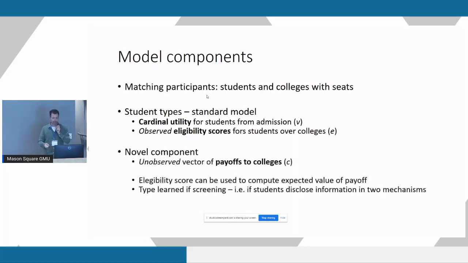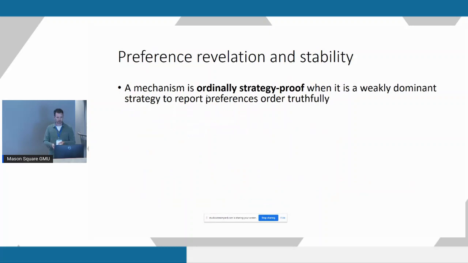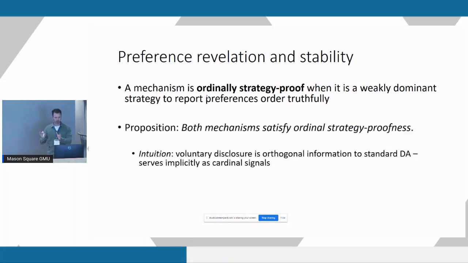The new thing here is that there is an unobserved element of the students that the colleges do not observe, and we can operationalize this with a measure. And we assume that the eligibility score is some signal of this, but also that if the colleges actually screen and have information disclosed, they actually learn the true type. This is a natural assumption. It's a little bit hard because we assume a full revelation or perfect prediction, but we could also extend it to a setting where it's not a perfect prediction. I just want to say that one of the reasons why the Nobel Prize was given was for this property, the ordinal strategy-proofness. This carries over to this setting.